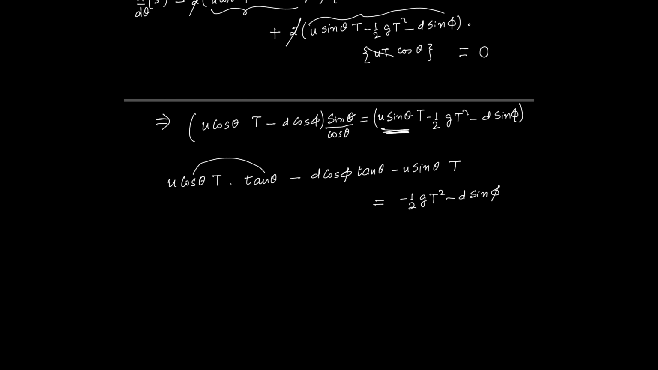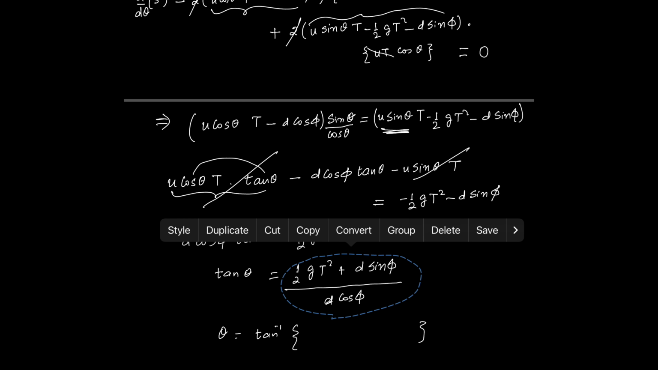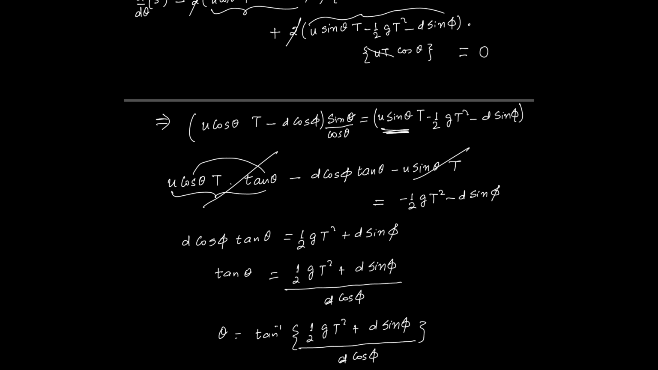So cos theta into tan theta becomes sin theta. So this term, u sin theta t, gets cancelled by this term. So we are simply left with d cos phi tan theta equal to half g t square plus d sin phi, and from here we can find tan theta. So it is simply tan theta equals (half g t square plus d sin phi) divided by d cos phi. And theta will be tan inverse of this expression. So I'm just copying and pasting it here. So this is the expression for theta.